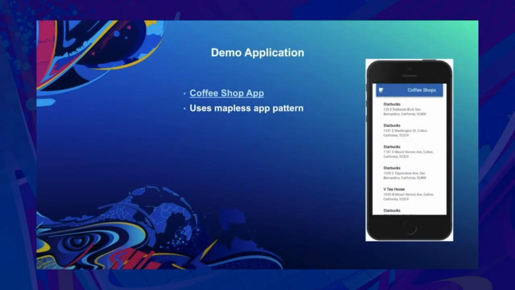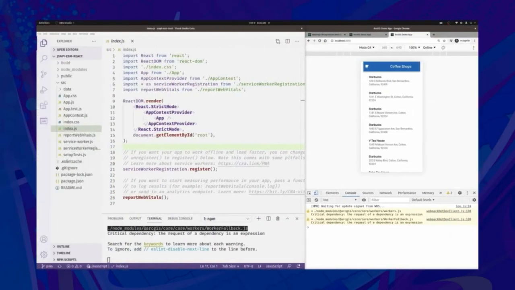All right, so let's dive into a demo of a very basic application to demonstrate how to build a progressive web app. It's a coffee shop application that's going to use the mapless app pattern that we've discussed. Okay, so let's take a look at how you can build a progressive web app. And I'm only going to show you one way that you can do it. There's actually a handful of ways you could build progressive web apps on your own.